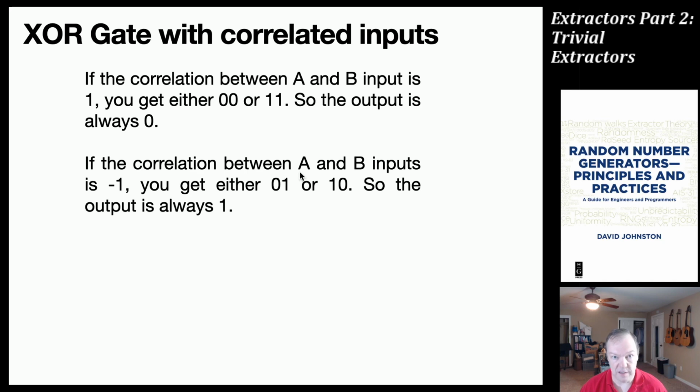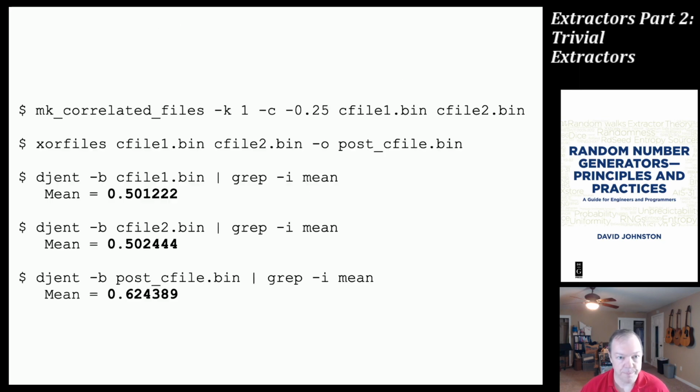And if the correlation is fully negative, -1, then you always get different inputs, so 0, 1 or 1, 0. So the output is always 1. Obviously the bias is now as bad as it can be. The bias is 0 here and 1 here. It's as far away from 0.5 as it can be. And this is partially true for partial correlation.